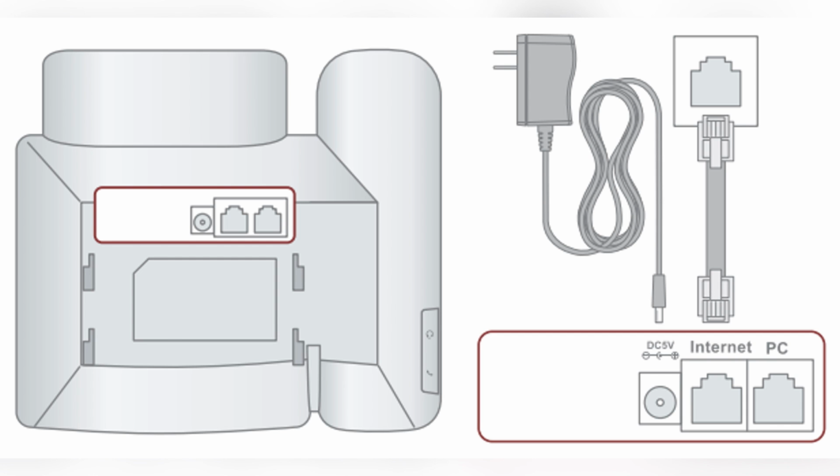Now the phone will boot up and automatically connect to the internet. It will begin the setup and may restart a few times. And once complete, the phone will display your extension number and your name.